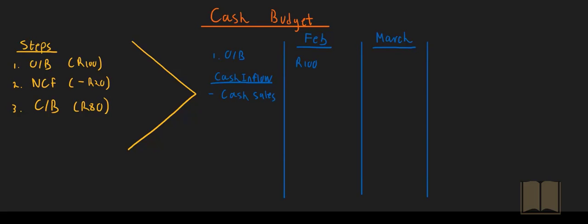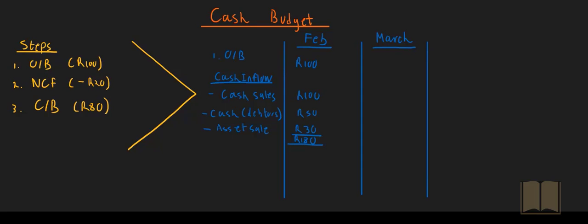The first one could be cash sales in Feb. You could also have cash payments from debtors. You could also sell an asset and receive cash for it. Let's say your cash sales were 100 Rand, cash from debtors was 50 Rand, and the sale of your asset brought in 30 Rand. It means your total cash inflow is 180 Rand.